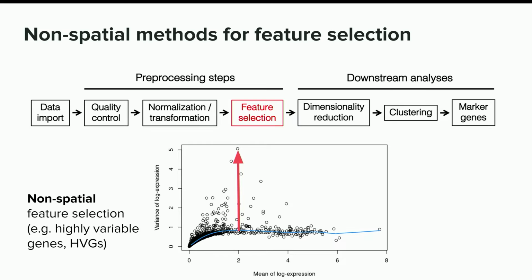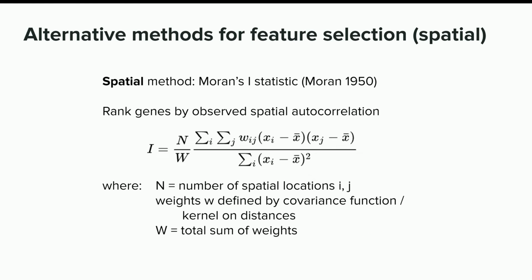We could try this and just treat each spot as a single cell. There's a long history of spatial statistics that was developed really for geospatial statistics, like modeling mortality, for example. Moran's I statistic is a classic approach that you could apply for feature selection. It's really just a measure of spatial autocorrelation. I won't say any more about it, but it's another way that we could rank genes by which genes have the most amount of spatial variation.